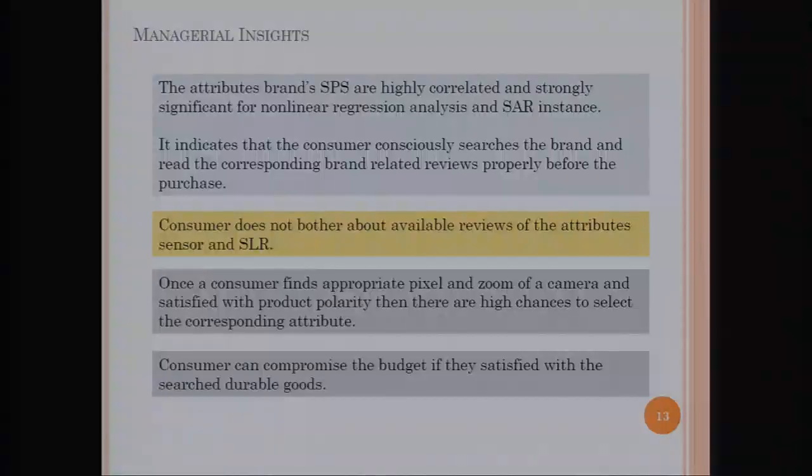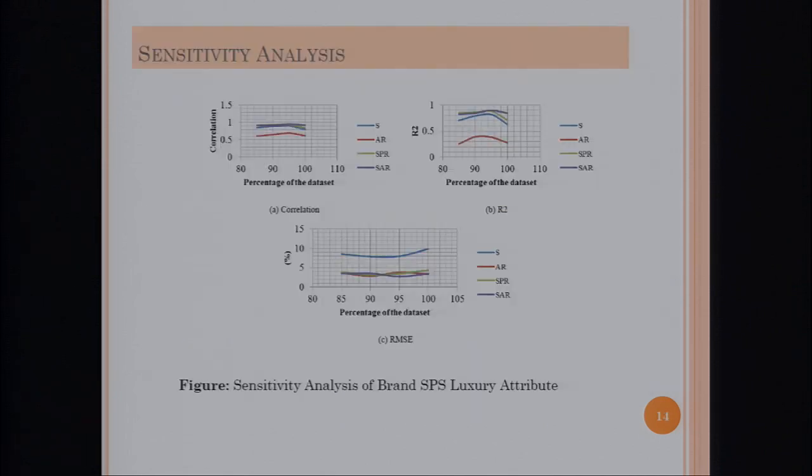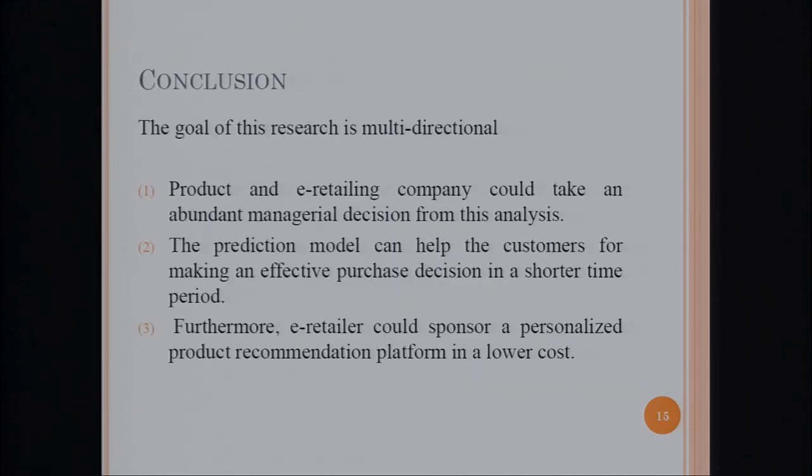This is the result, and this is the manager insight: consumers don't bother about the available reviews of the attributes and seller. Another one is that consumers can compromise their budget if they are satisfied with the search for durable goods. And this is the consistency checking, the conclusion, and this paper was published recently.